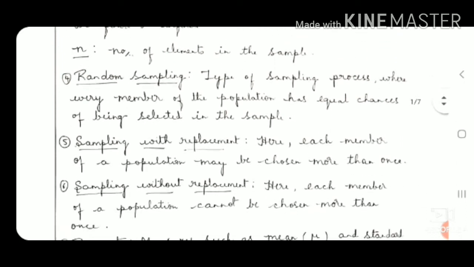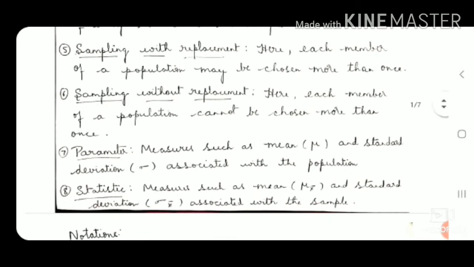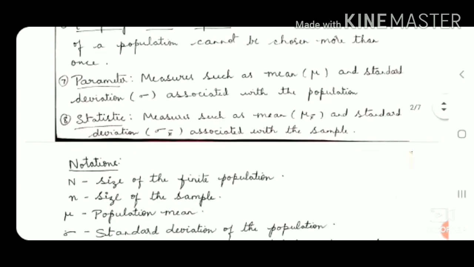Random sampling is a type of sampling process in which every member of the population has equal chances of being selected in the sample. Sampling with replacement is a type of sampling where each member of the population may be chosen more than once. Sampling without replacement is a type of sampling where every member of the population cannot be chosen more than once. The measures such as mean and standard deviation associated with the population are called parameters, whereas the measures associated with the sample are called statistics.